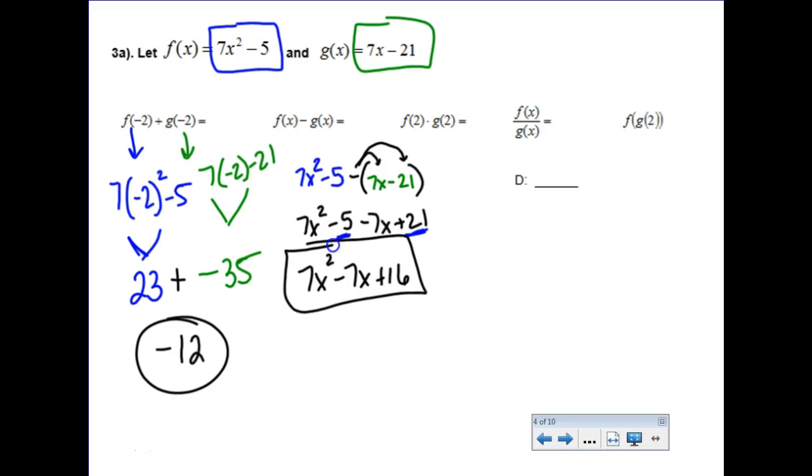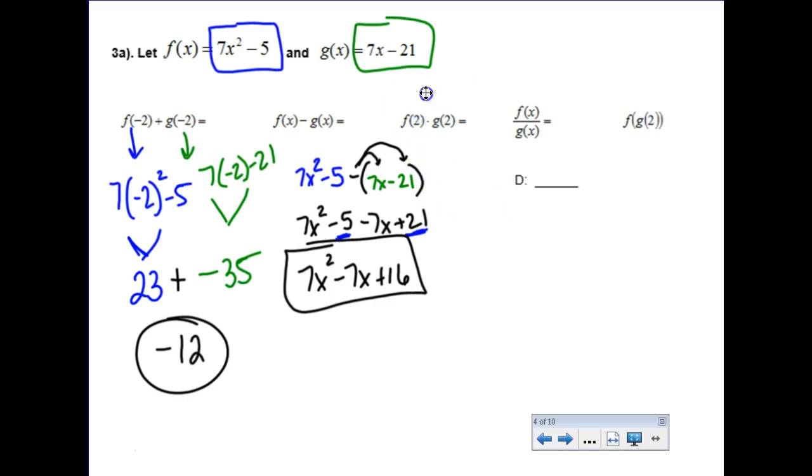Okay, next one, f of 2 times g of 2. Again, you could multiply the functions together, get a new function. It's going to be really gross, by the way, because you got to FOIL a lot. And then you can plug in a 2, or we can do the reverse. We could plug in a 2, multiply the answers together. I think that's the easier way to go.